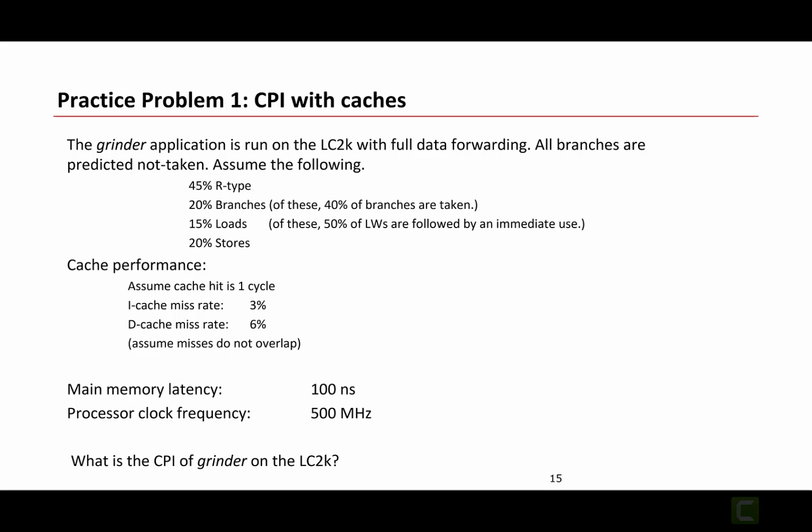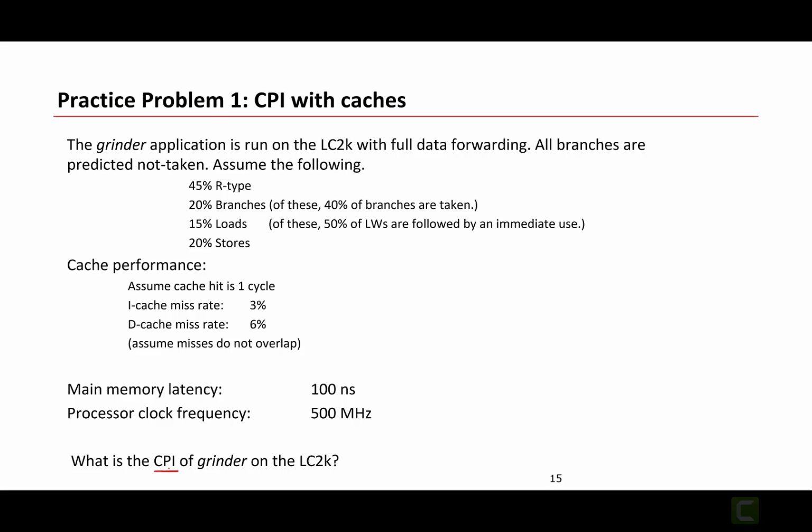All right, so now let's take a look at a different problem. This problem is on understanding the impact of cache performance on CPI. We have computed CPI in the past for the different data paths. Now we are going to use that same method of computing CPI, but account for the cache performance.